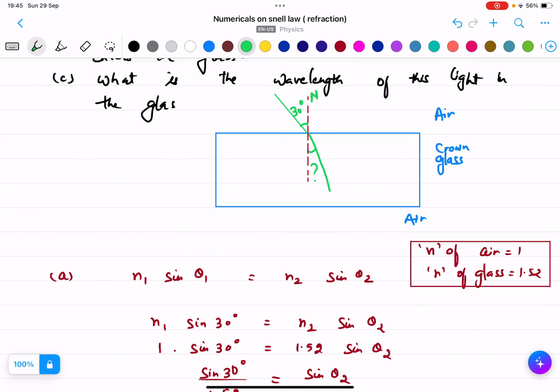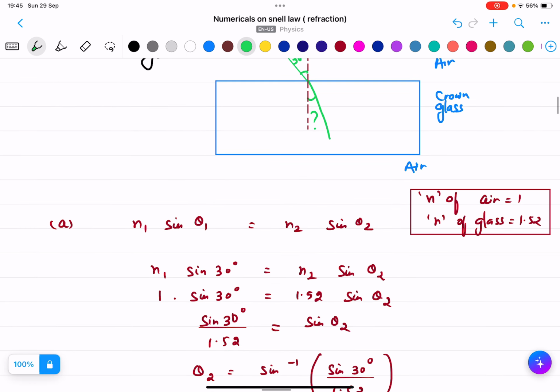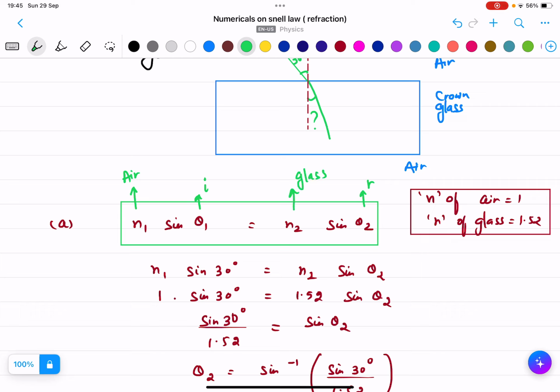So we will use this formula as discussed in my previous lecture. n1 sine theta 1 equals n2 sine theta 2. What is theta 1? Theta 1 is angle of incidence, and theta 2 is angle of refraction. What is n1? Refractive index of the first medium. Here the first medium is air and the second medium is glass. n2 is the refractive index of the second medium. This is the refraction equation.